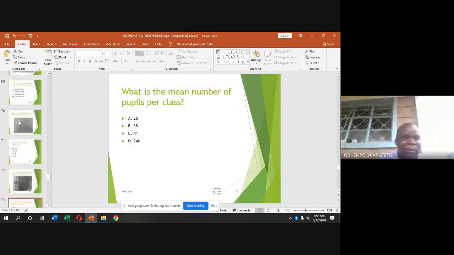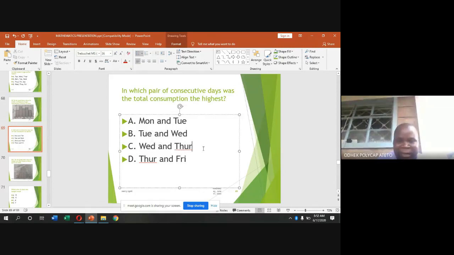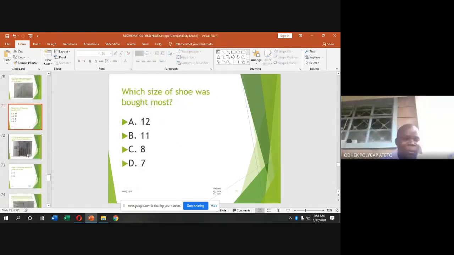If you are asked which pair of consecutive days had the highest total consumption, you add Monday and Tuesday, Tuesday and Wednesday, Wednesday and Thursday, Thursday and Friday. Then you check which one is the highest, and they can also ask which one is the lowest, so then you pick the lowest. Understood?